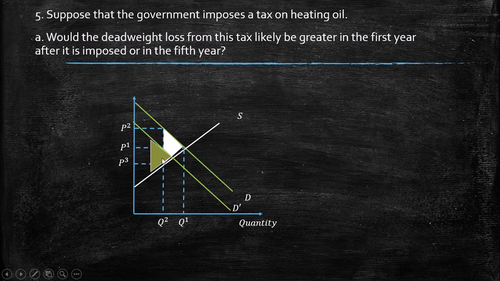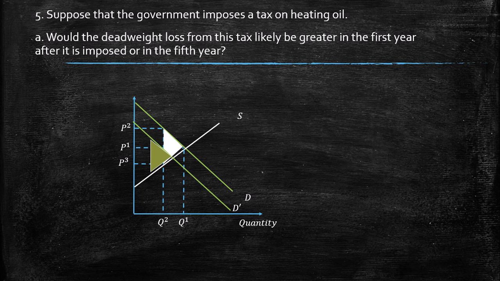So here the height is exactly the same. So in this case, the deadweight loss is going to be exactly the same. But as an economist, I must say that it depends. Maybe you can argue this from the part of the demand. The curve is not going to shift, but maybe the elasticity of the demand changes in five years. How come?